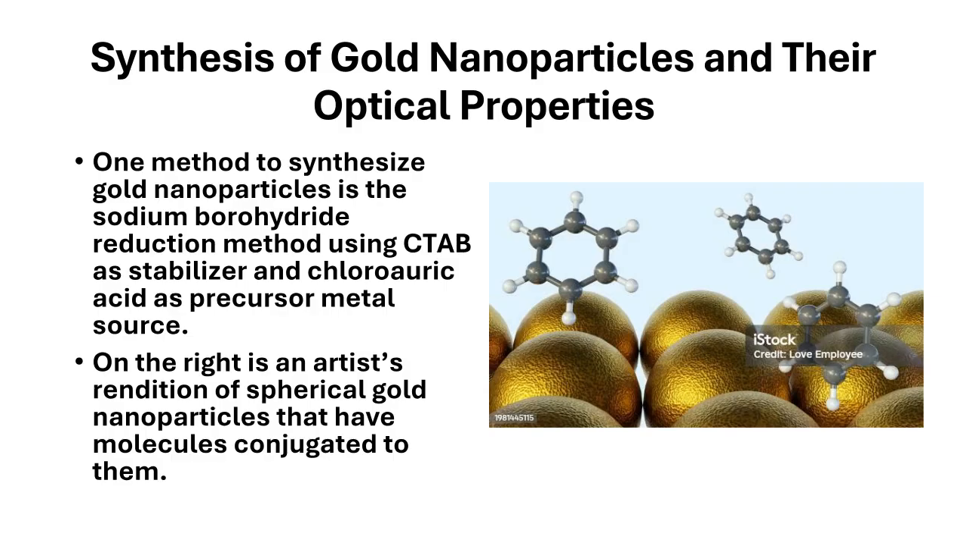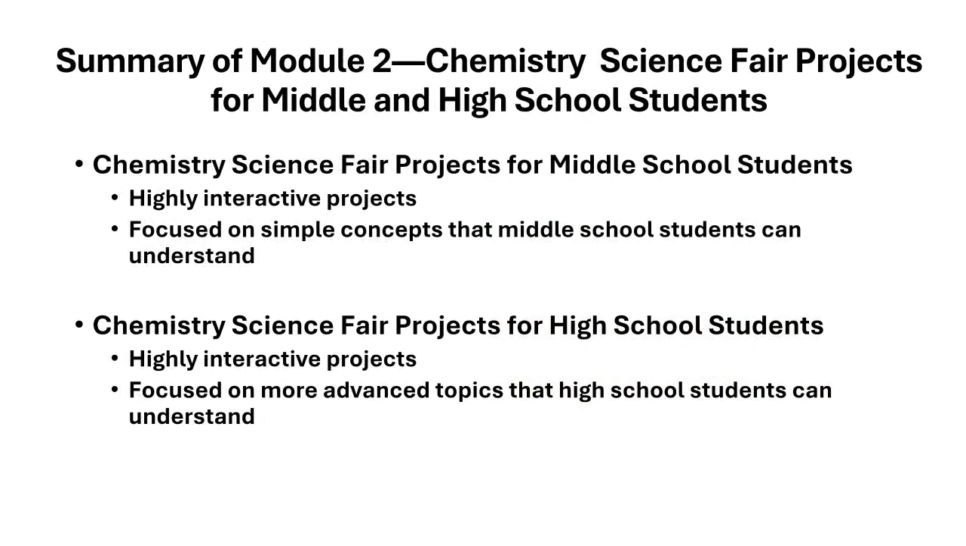be observed. If a transmission electron microscope, TEM, is available, images of the 2 to 3 nanometer gold nanoparticles can be observed. This project is more of a qualitative project and involves the synthesis of the gold nanoparticles and characterizing them. These are the results that you would present in this project. Overall, the slides in this video detail 7 examples of chemistry science fair projects for middle school students and 7 examples of science fair projects for high school students.